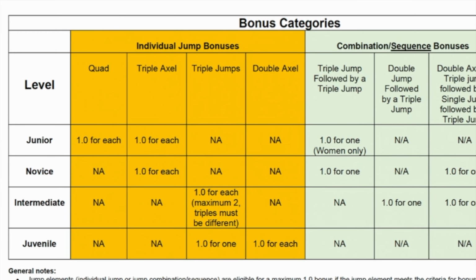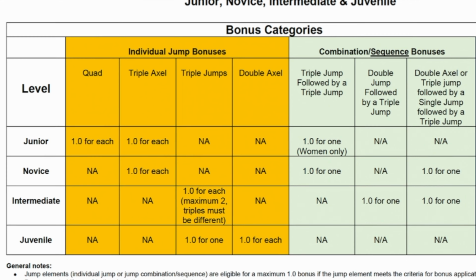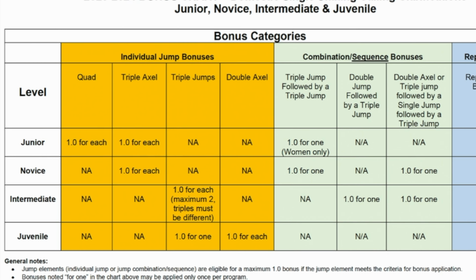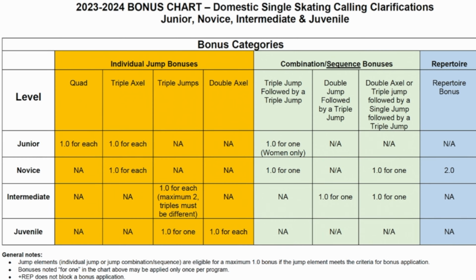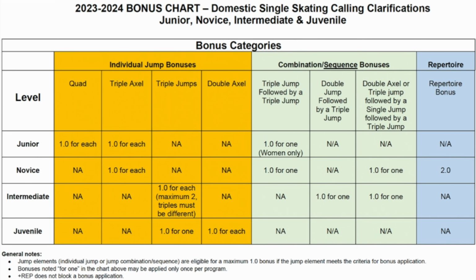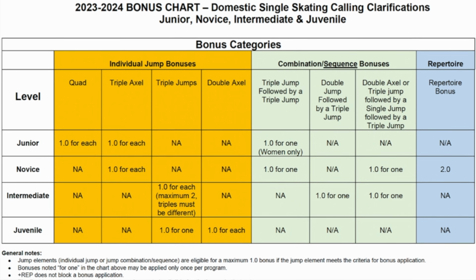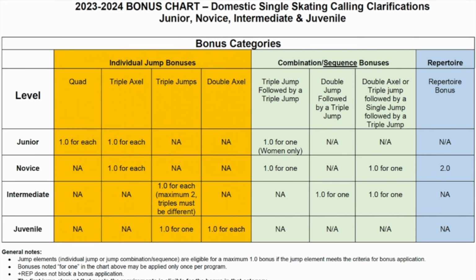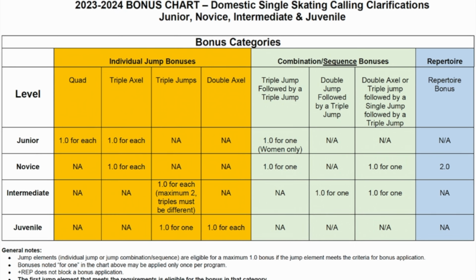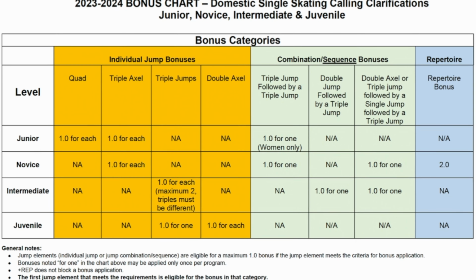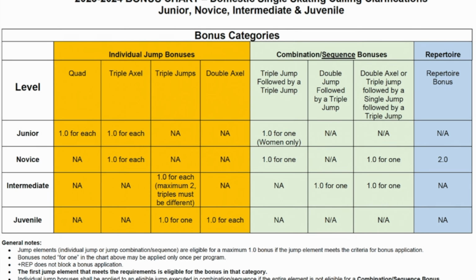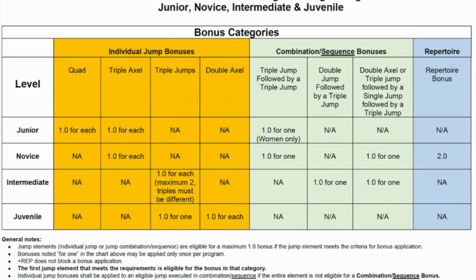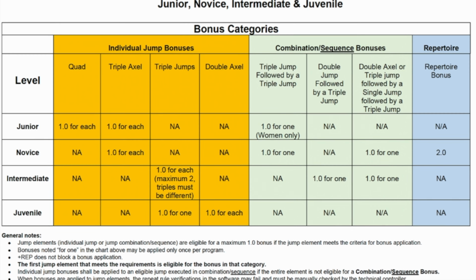In novice and junior, if any jump in a jump combo or sequence has a wrong edge, attention, under rotation, or downgrade, the element is not eligible for combination or sequence bonus. Some general notes. Jump elements, individual jump or jump combination sequence elements, are eligible for a maximum of 1.0 bonus if the jump element meets the criteria for bonus application. Bonus noted with a 1 in the chart may be applied only once per program. Plus rep does not block a bonus application.